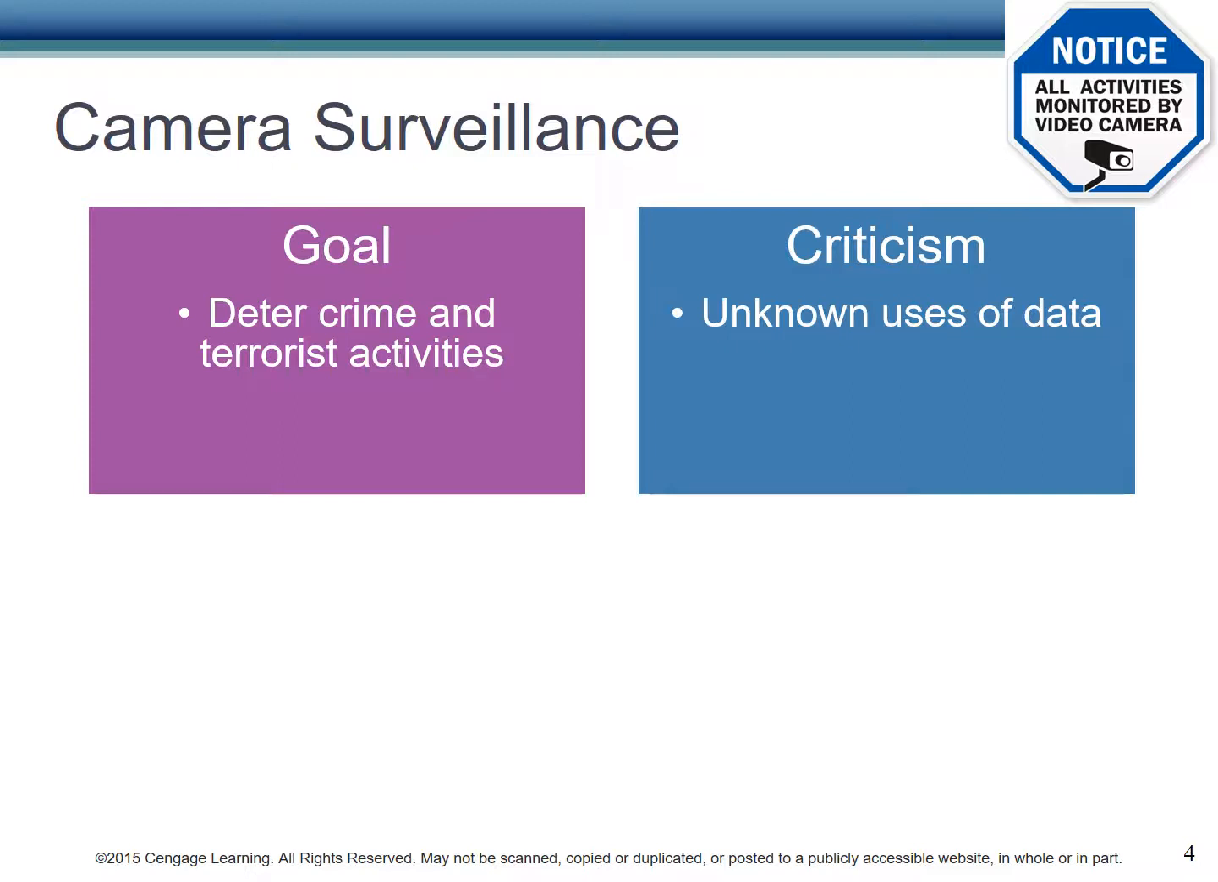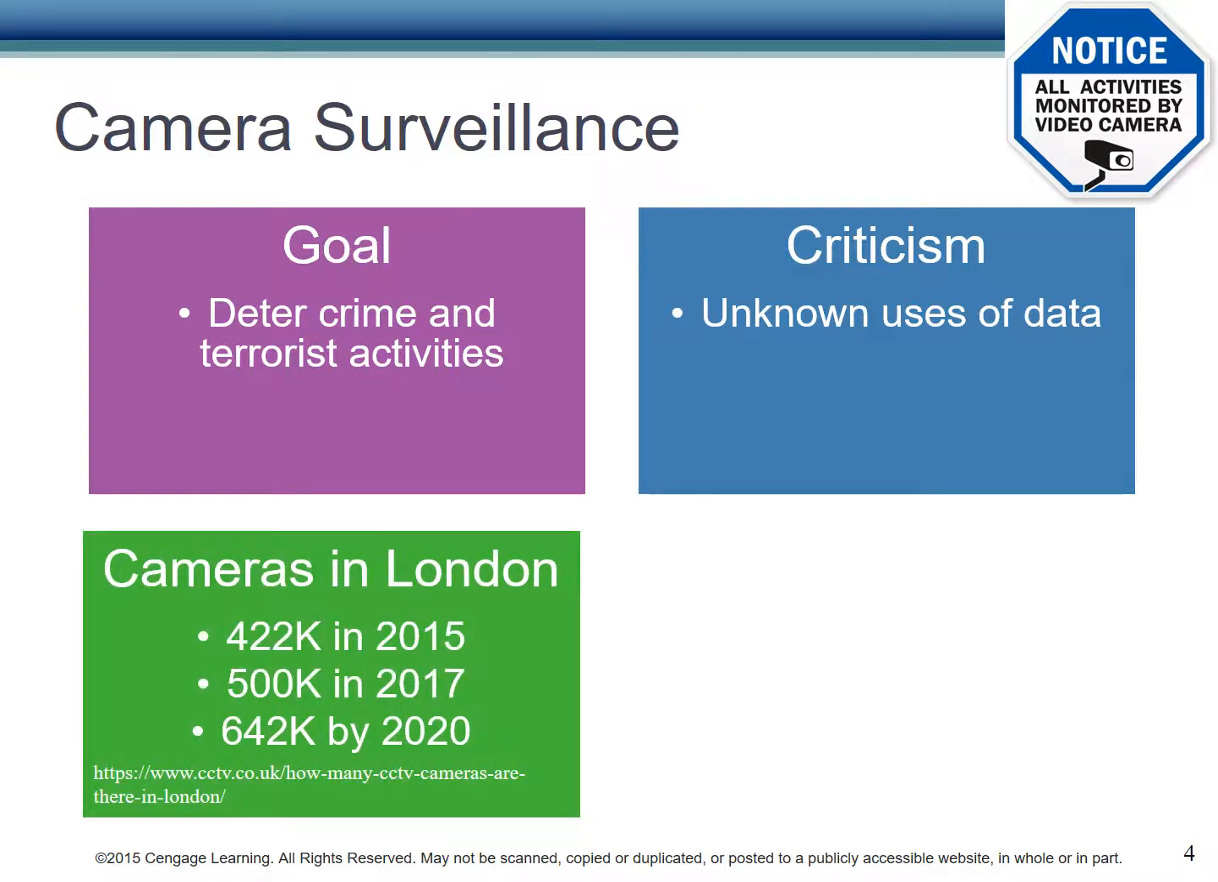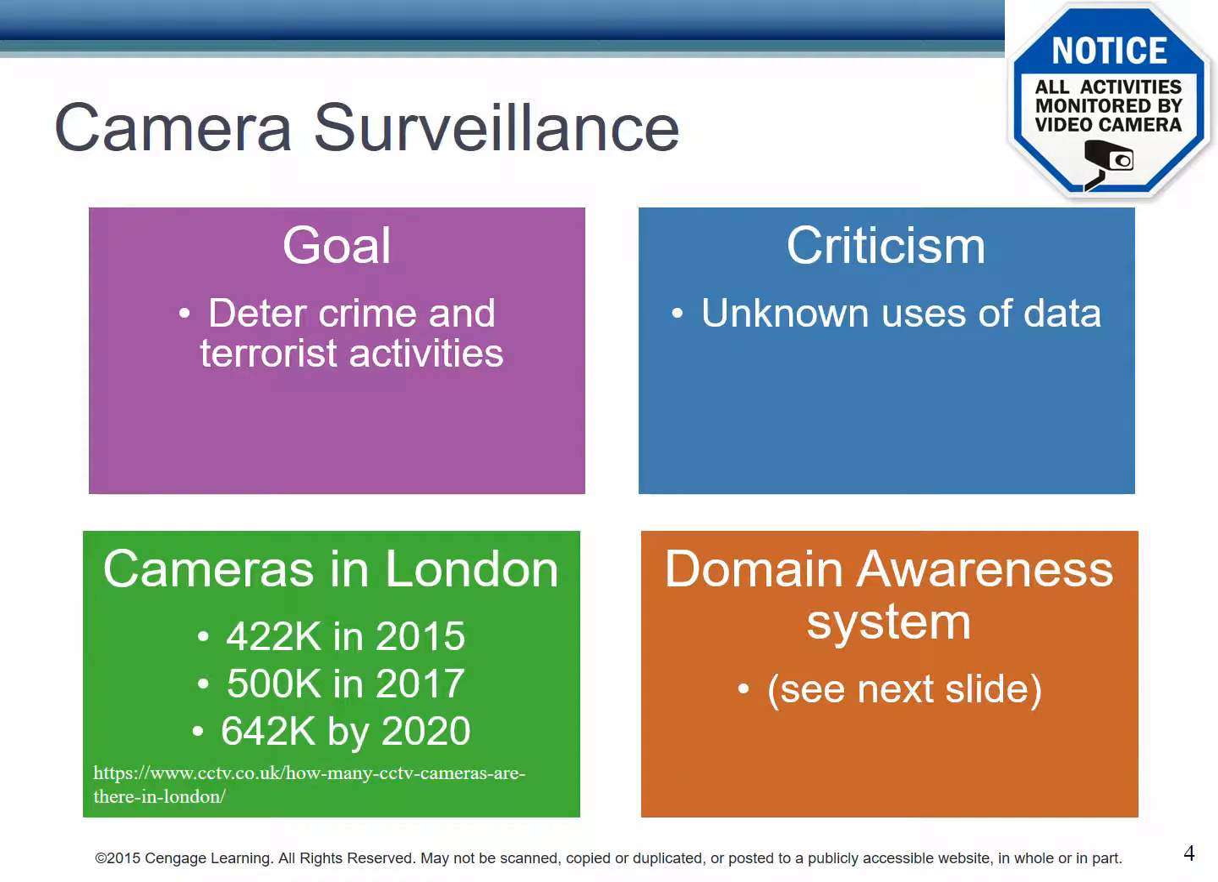The most surveilled place? London, England. It had 422,000 cameras in 2015, 500,000 in 2017, and is predicted to have almost 642,000 by 2020. That's a lot of cameras. Do you trust the government to always use that data wisely? Every single person with access, every single time? We have to stay aware of how the government is using our data and ensure that we receive protection.